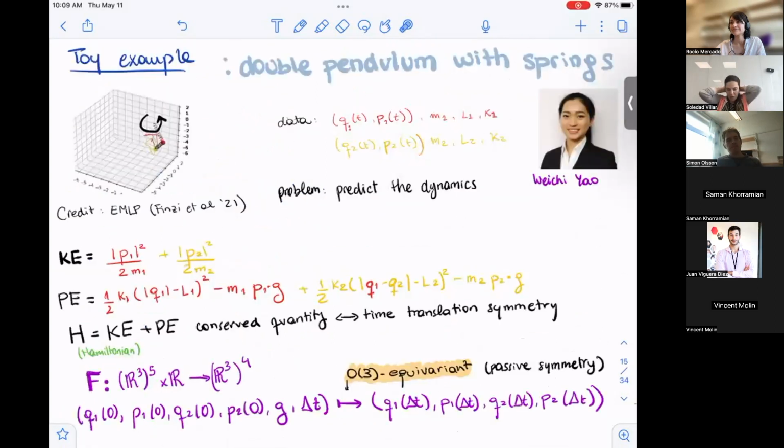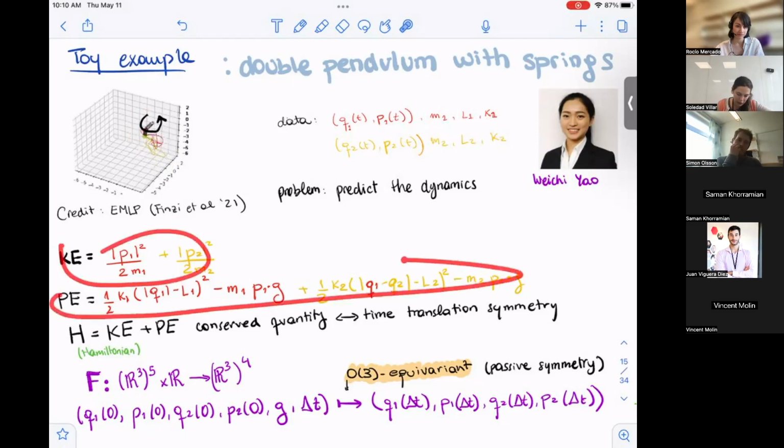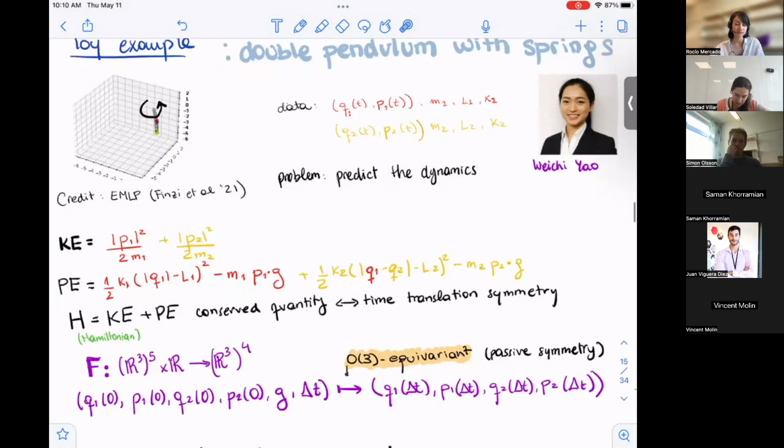So now I'm going to explain some numerical experiments that I think are quite interesting. In this case, we have this double pendulum with springs, and the data is the positions and the momentums of the masses. Maybe you have some masses, some spring constant, and some lengths of the spring. And the problem is to predict the dynamics. So this is a Hamiltonian system. The kinetic energy plus the potential energy is conserved. That's the Hamiltonian. And so our goal is to predict the dynamics.